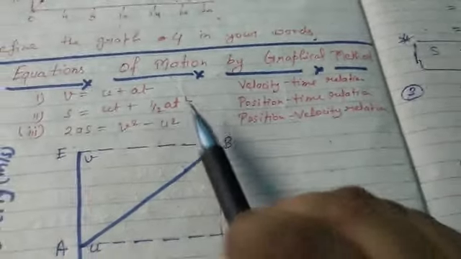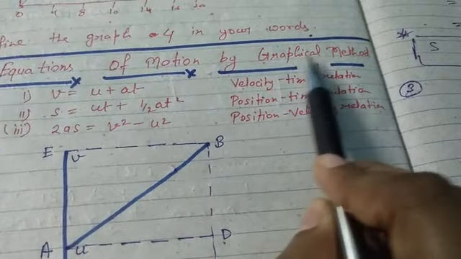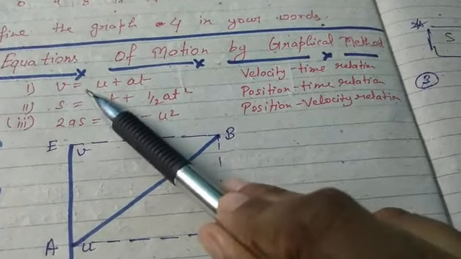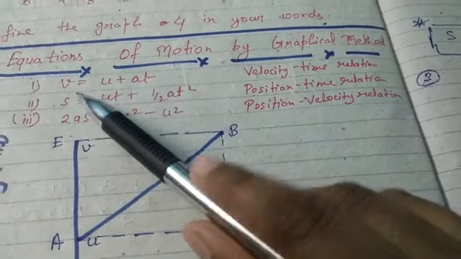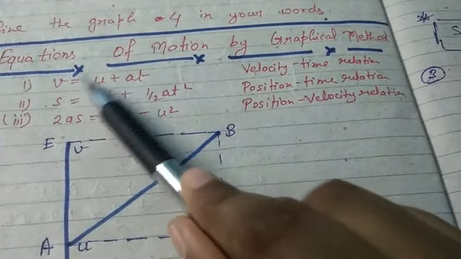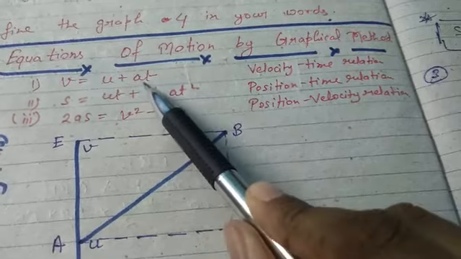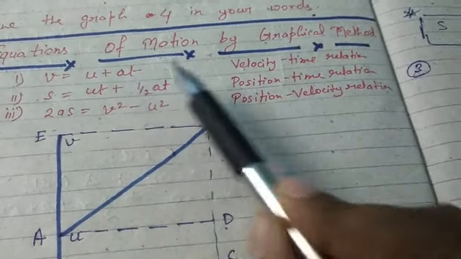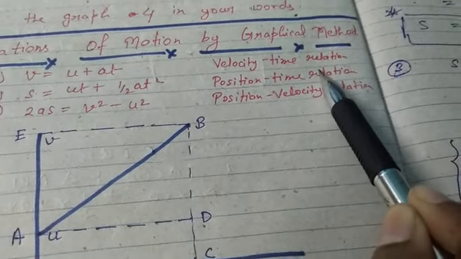Today we are going to discuss equations of motion by the graphical method. In straight line motion we have three equations. The first is v equals u plus at, where v is final velocity, u is initial velocity, a represents acceleration and t represents time. So the first equation is the velocity time relation.